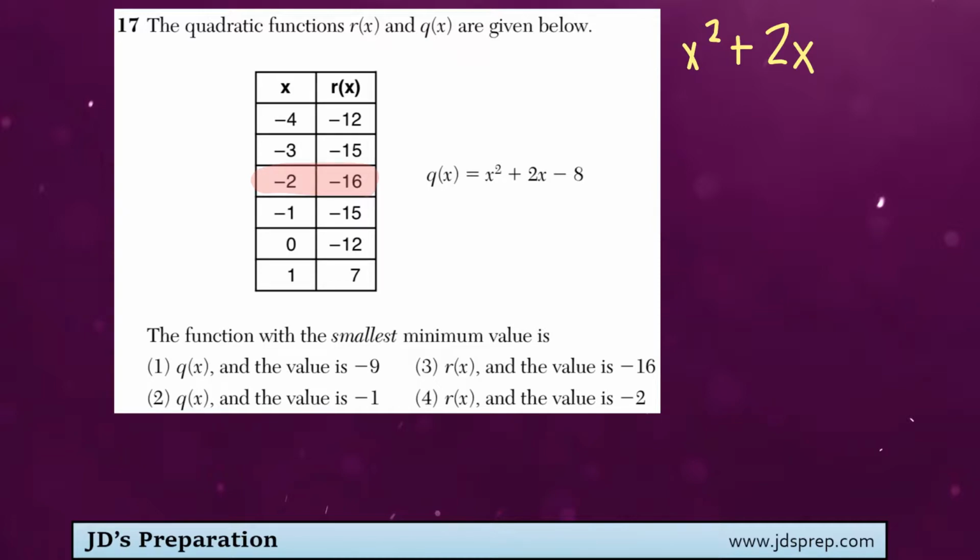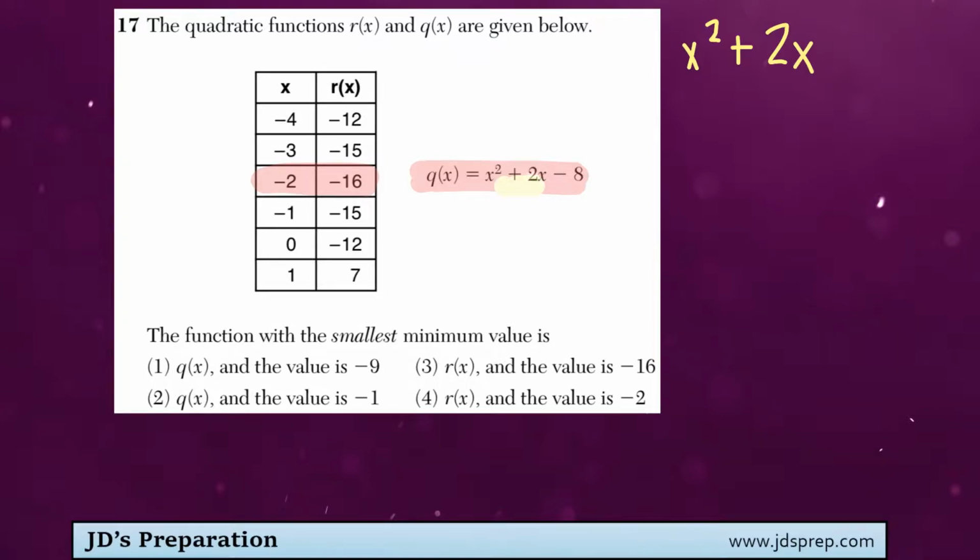So now what we need to do is figure out what is the minimum of q of x. That one's a little bit trickier because it's given just as an equation in standard form. So there are a couple different methods we can do here. One method is to complete the square, and by doing that, we're going to rewrite it into vertex form. So to do that, we need to both add and subtract half of our b value squared.